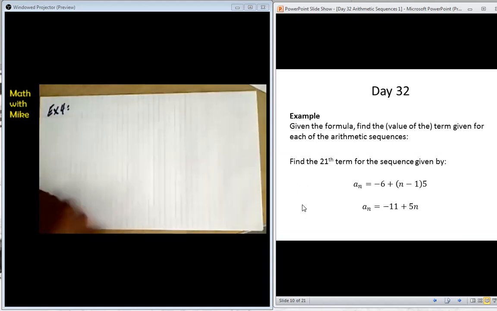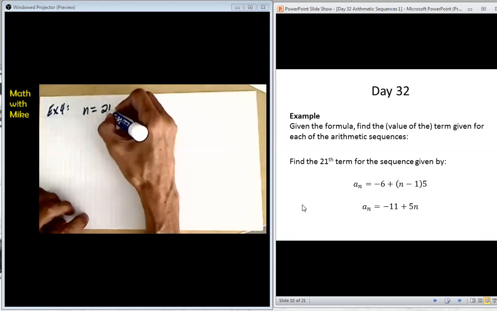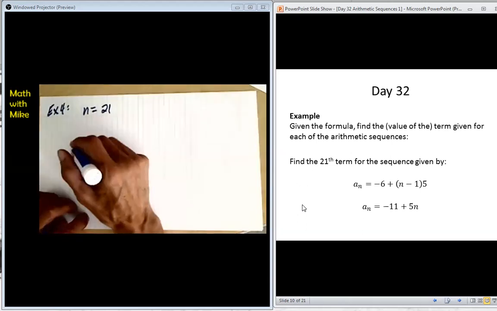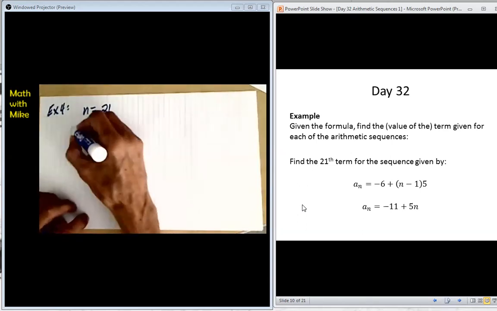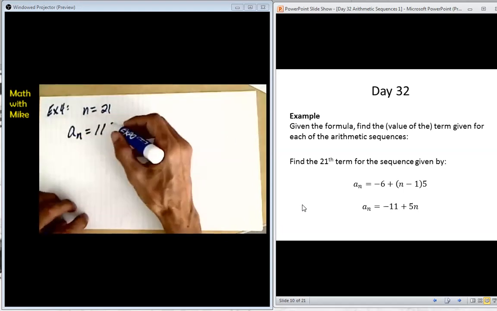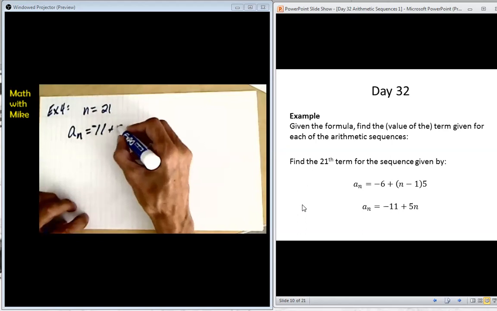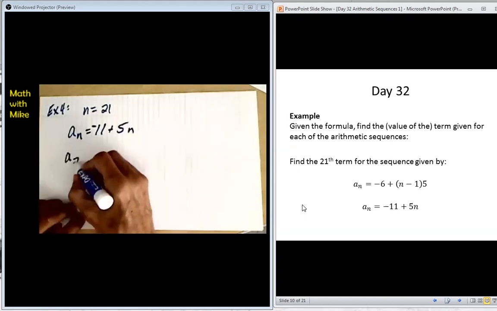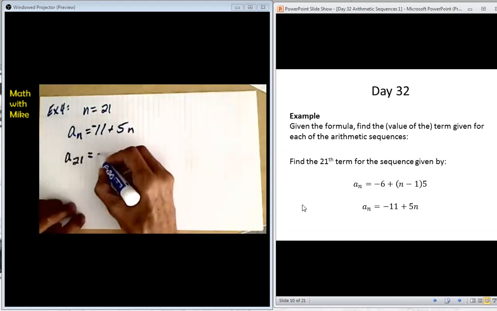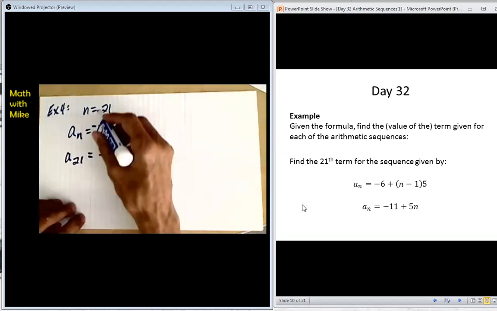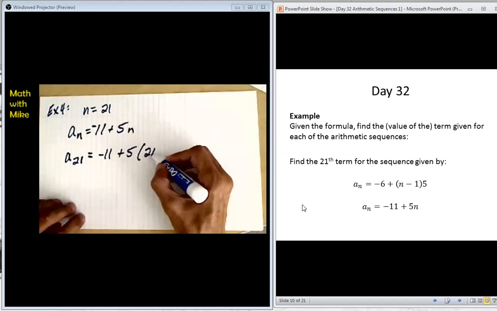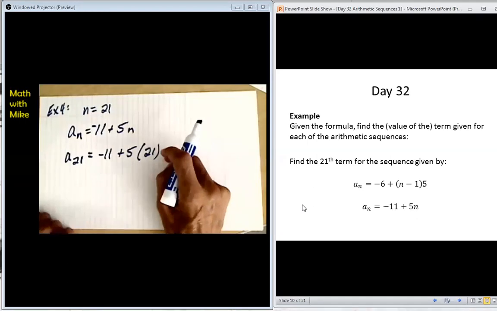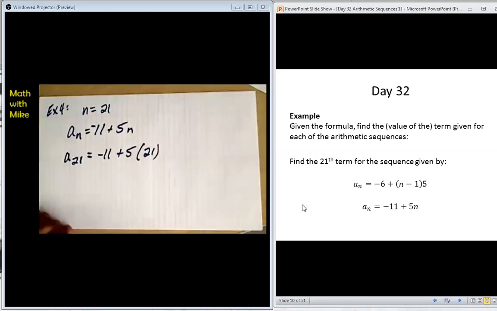21st term, okay. N is equal to 21. What number is in the 21st location? Oh, minus, right? Yeah. See, we want the 21st term. So we let n be 21 now then, right? Okay, so some heavy lifting now. What are we gonna get?